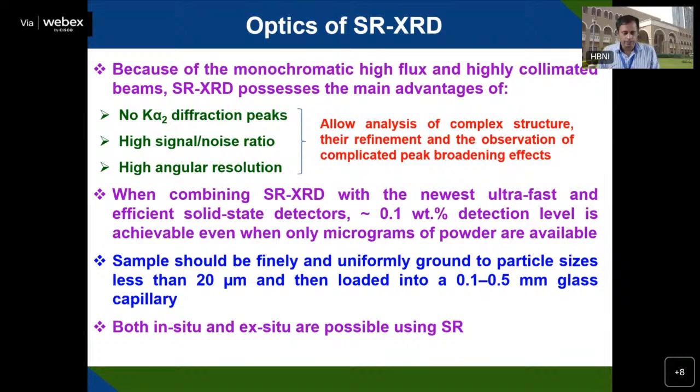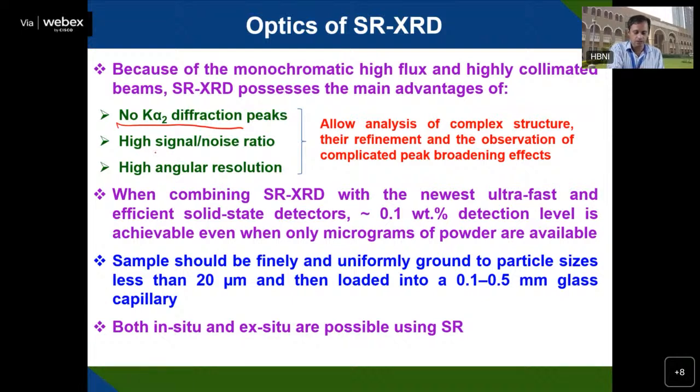Here the synchrotron has a major advantage: it is highly monochromatic, with high flux and highly collimated beams. So you will not get any K alpha 2 radiation. In conventional XRD you get a peak with splitting, K alpha 1 and K alpha 2. Here the K alpha 2 peak will be eliminated if you use highly monochromatic synchrotron radiation.